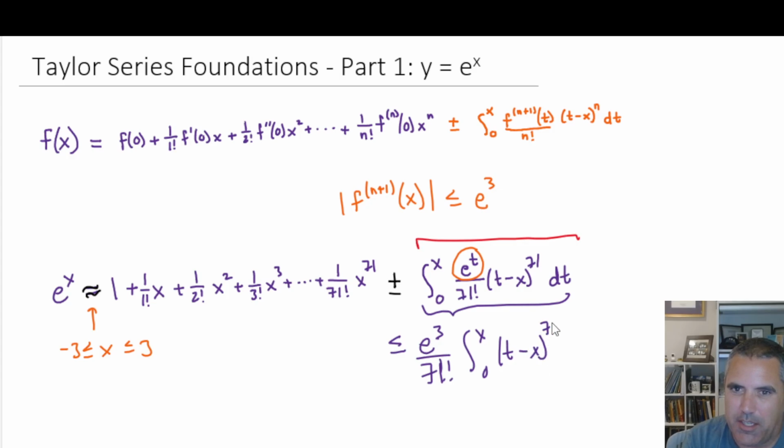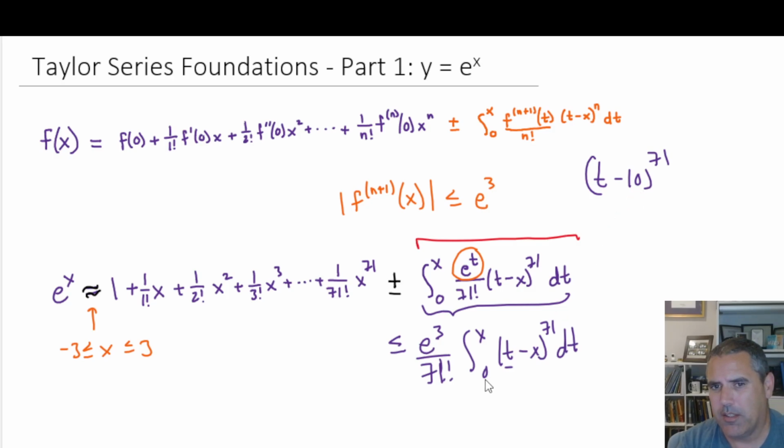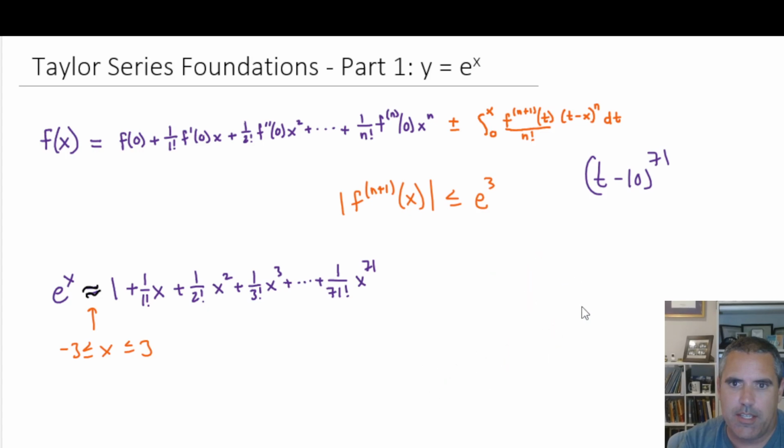It's a little funny to look at because there's an x here, but we're really integrating t minus 10 to the 71. That we can integrate. There's going to be a 72. We can plug in our x, we can plug in our 0, we can put absolute values. And so all of that can be simplified if we're willing to be less precise and just write e to the third over 72 factorial, because it's 72 from integrating x to the 72. So we can think of that as this plus or minus error.